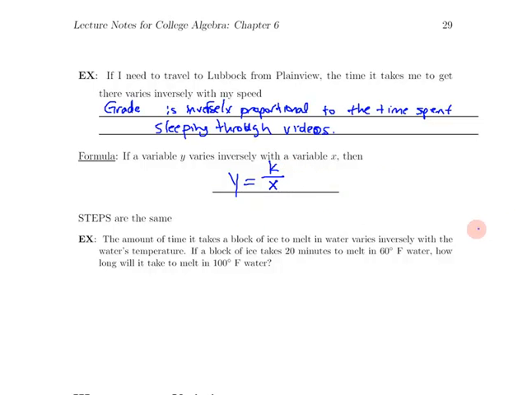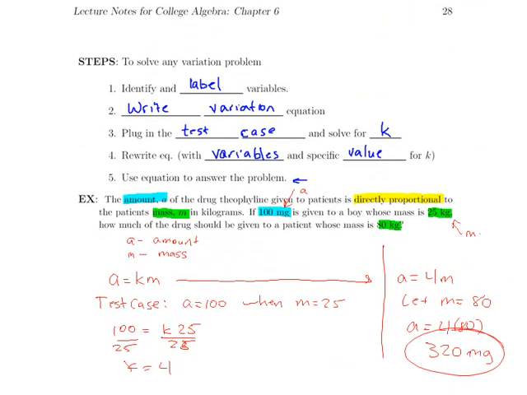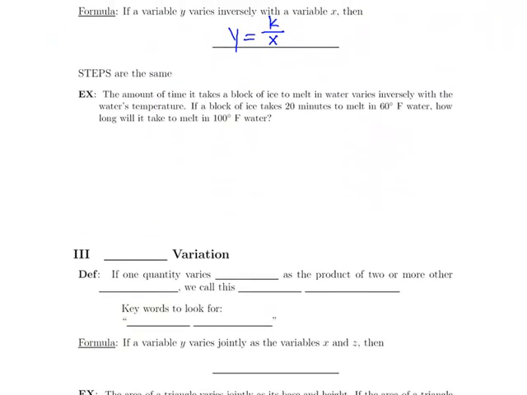Now the steps are exactly the same as before, right? And I can even scroll up here on my screen and show you the steps we're going to take are the same for all variation problems. That is, we're going to label our variables, write down the variation equation. It's the second step that is different for each problem, because the variation equation will depend on what type of variation we have. But then we plug in the test case, we solve for k. We'll rewrite the equation with the variables and the specific value for k, and then we use the equation to answer the problem.